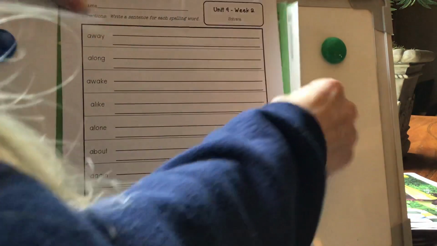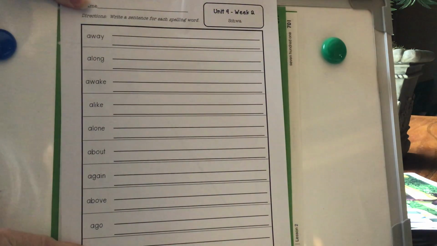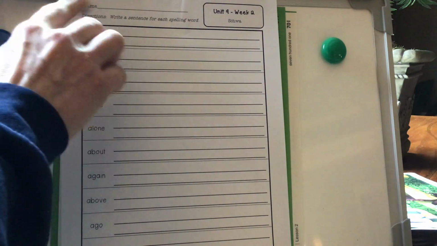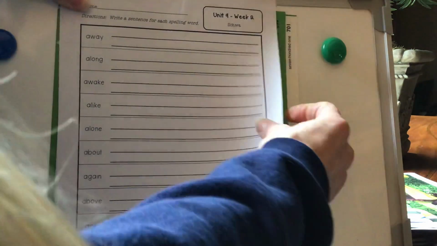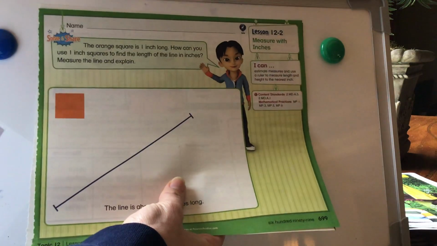Okay, so that was for Tuesday. For Wednesday, you're going to write a sentence for each spelling word. So here are the spelling words you guys are very familiar with now. And make sure each of your sentences has at least 7 words, a capital letter, and a period at the end of each sentence. And then, again, I'll have separate YouTube links for your lesson 12-2 math.